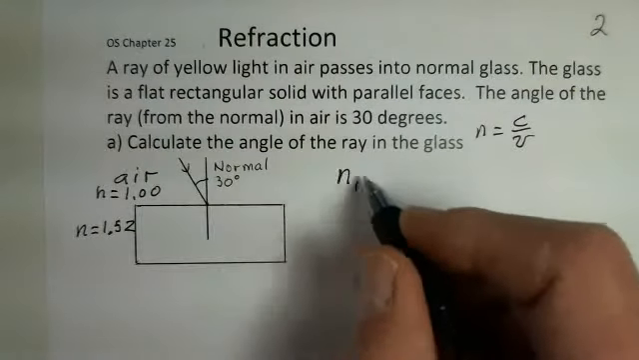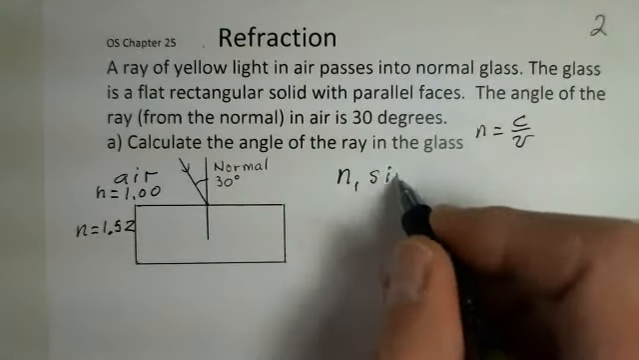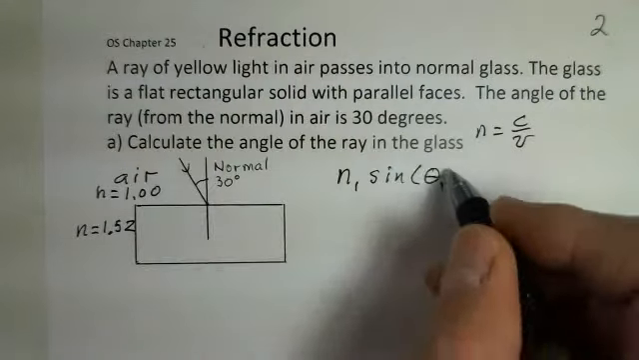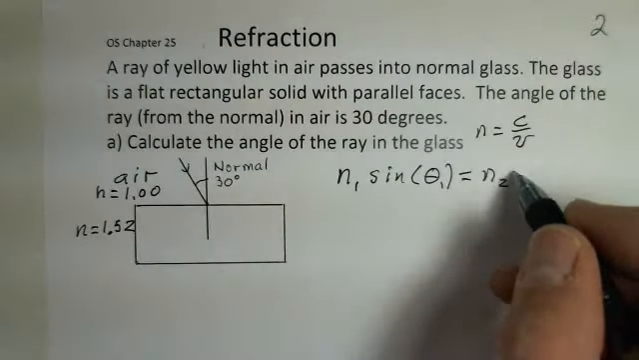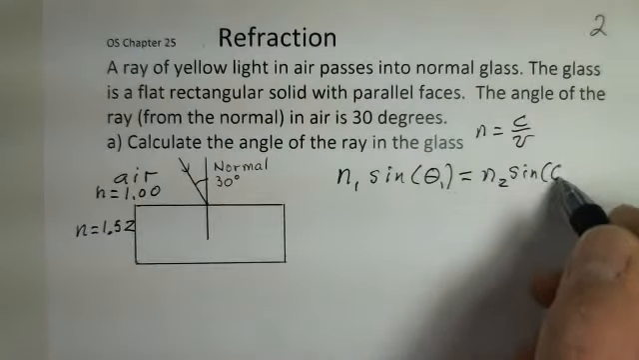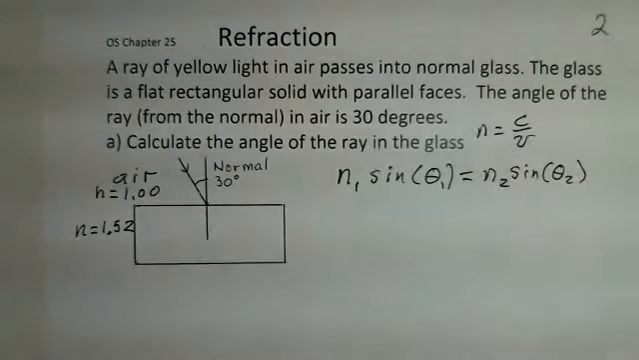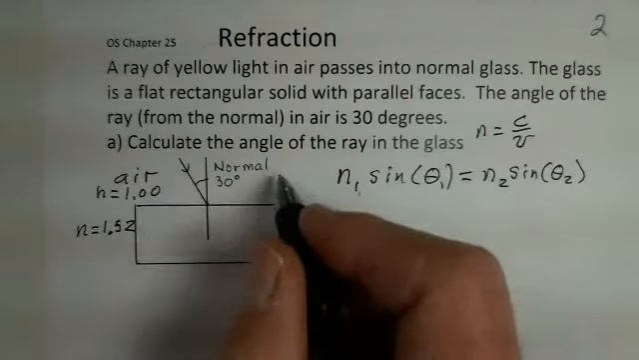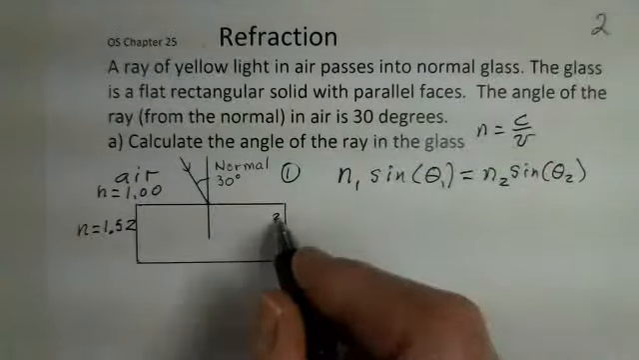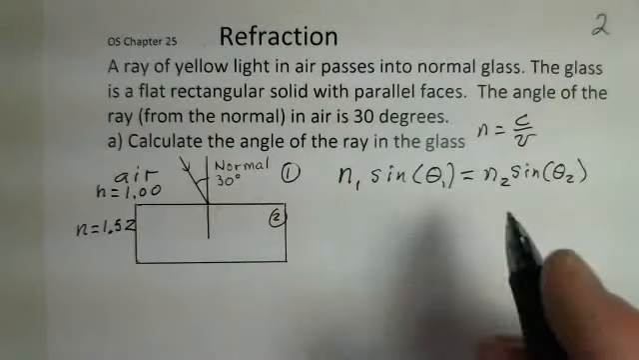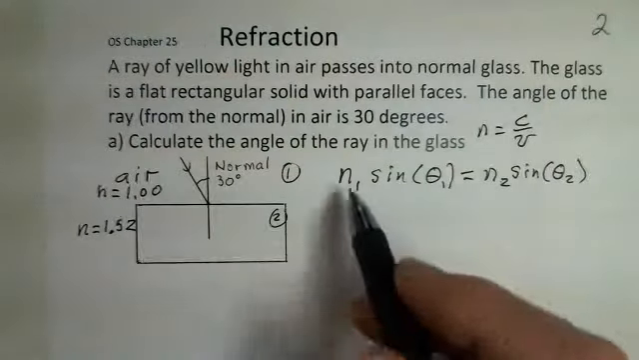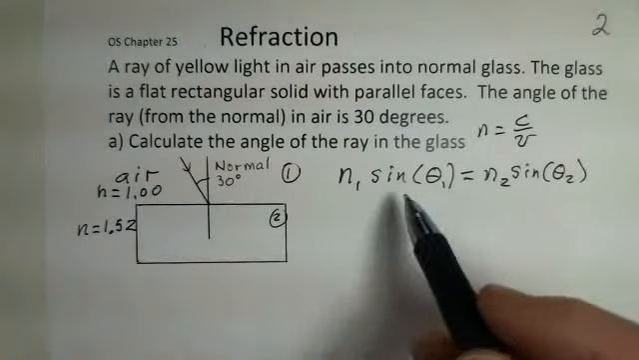Index of refraction in the first medium multiplied by the sine of the angle in the first medium equals index of refraction in the second medium multiplied by the sine of the angle in the second medium. And we have the numbers to plug in here. Since we're working with air as medium 1, and glass, well, that'd be medium 2, and it doesn't matter which is 1 or 2. But traditionally, where the ray starts, that's medium 1.